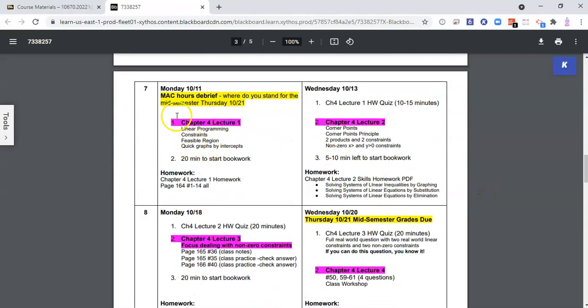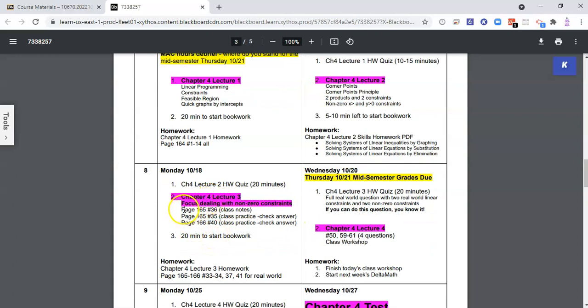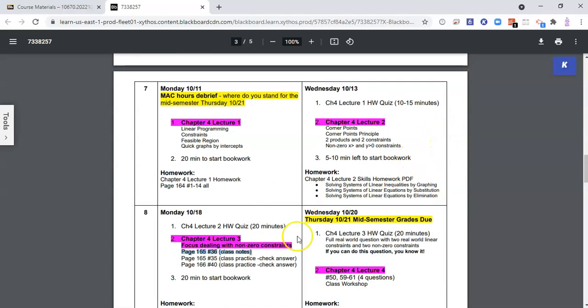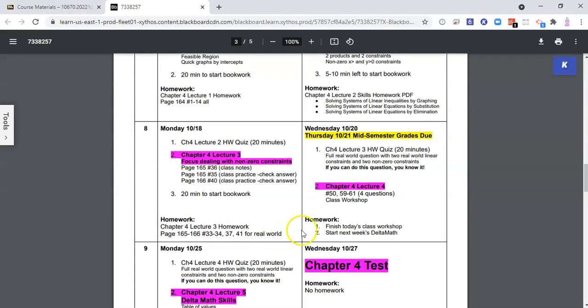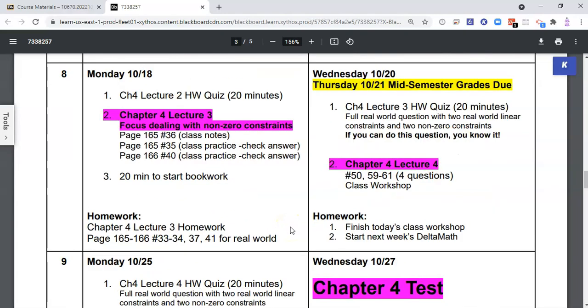So a quick recap of last week, actually, we have 2 lectures completed, and actually on Wednesday we finished, let me back up. Monday we did all of lecture 1 and a part of lecture 2. Wednesday we did all of the remaining part of lecture 2, and we did chapter 4, lecture 3, page 165, number 36. We did these class notes at the end of Wednesday. Just in case you were absent, I still posted this in week 8's folder, so it's all in the same place. But if you were in class on the 13th, you have already done this class notes example.